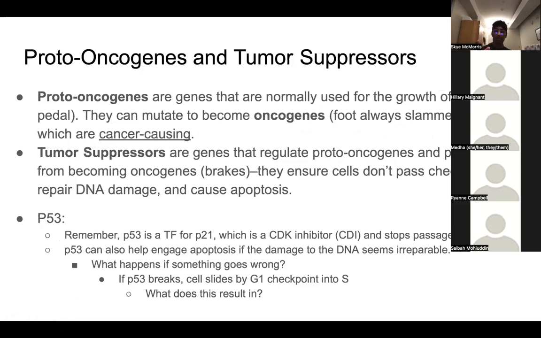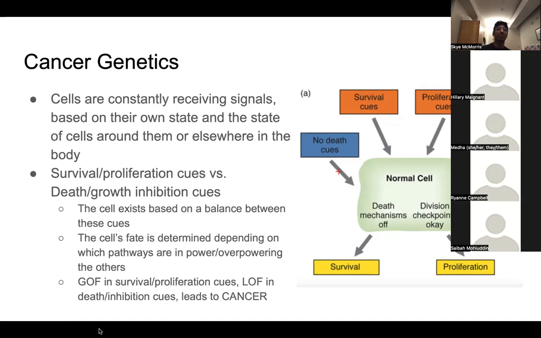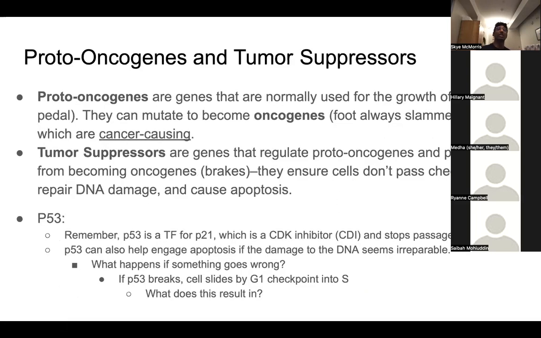So in regards to that, we're talking about what leads to cancer here: these gain of function in survival and proliferation cues, and the loss of function in death and inhibition cues. To get into that, we talk about these cues and the genes and proteins involved in them in the language right here. That's the proto-oncogenes, which are genes that, in their normal expression and normal function, are used for the growth of cells, right?